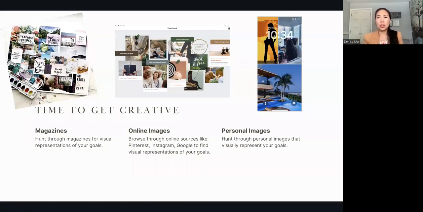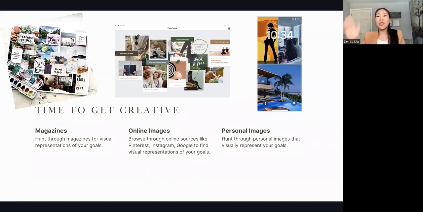Also online images. Now I've moved past the magazines. How I do my vision boards now is all online, as you can see. For example, I use Pinterest, Instagram, Google to find visual representations of your goal. And what I do now, as you can see from the third image, that is an actual screenshot of my phone wallpaper. So when my phone is shut off, right? This is my visual representation.